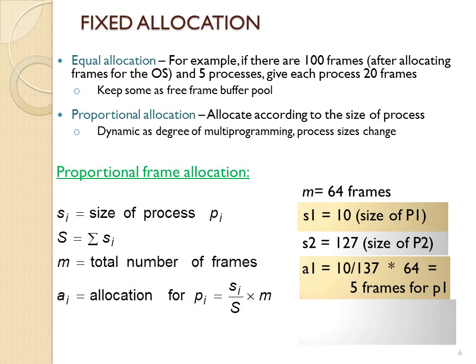So if you took the allocation for process 1, you would take the proportion of size 1 over the size of all of those, and we're only doing 2 here, but this can certainly apply to more than 2 processes, and multiply it times the number of frames available, which is 64. That would mean out of those 64 frames you would give 5 to P1 because it's much smaller, and you would give 59 to P2 because P2 is certainly much larger.